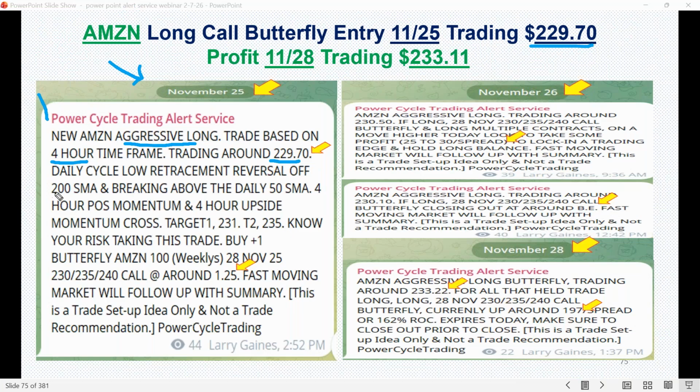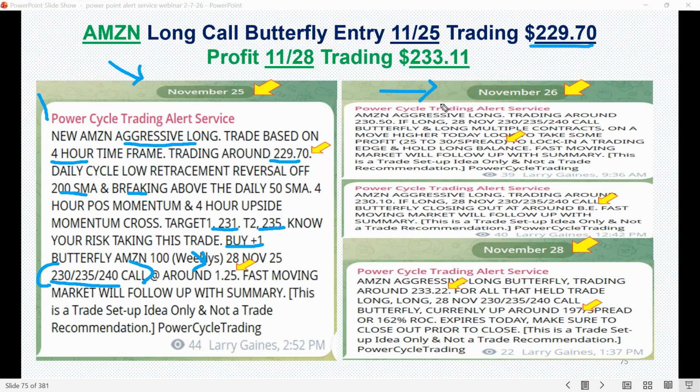So I said, it's starting to reverse off the 200 SMA, breaking above the daily 50. And so 4-hour squeeze, I give you target 1, 231, 235. So we set this trade up as a butterfly. So we did the 28 November 230 long, 235, 240 long call butterfly at around, I said, around $1.25.